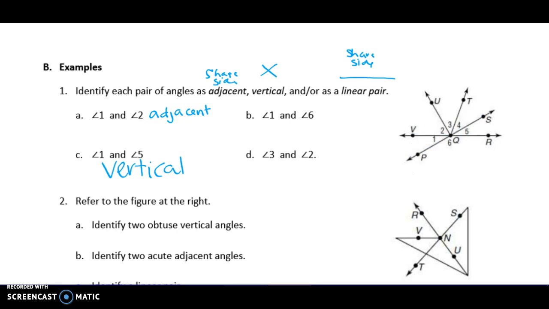Trying 1 and 6 again. 1 is here, 6 is here. I see angle 1, I see angle 6. They are sharing a common side, coming together to create that straight line. So while they share a side, making them adjacent, they also are special because they come together to make a straight line. So we would say that they are a linear pair as well.